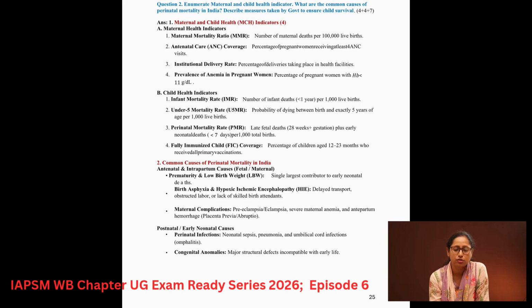Maternal complications also like preeclampsia, eclampsia, severe maternal anemia, antepartum hemorrhage due to placenta previa or placenta abruptio are the causes. And finally, the postnatal or early neonatal causes include perinatal infections like neonatal sepsis, pneumonia and umbilical cord infections, congenital anomalies like major structural defects incompatible with early life.